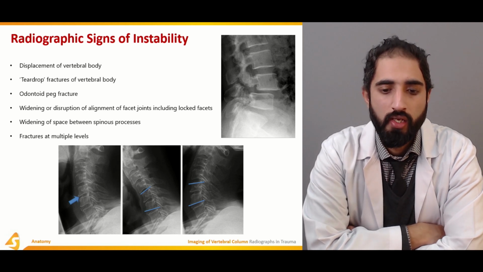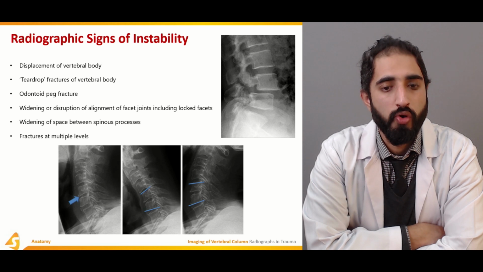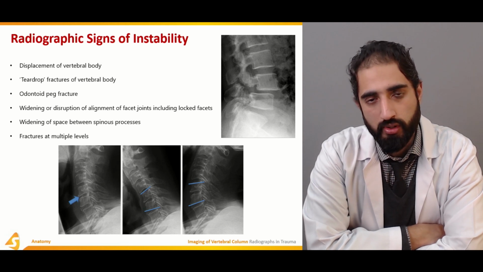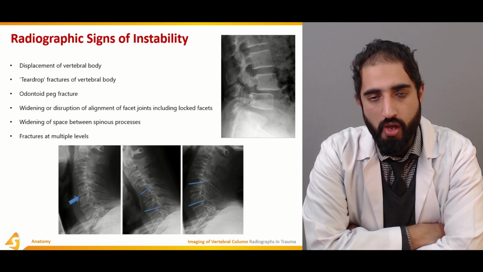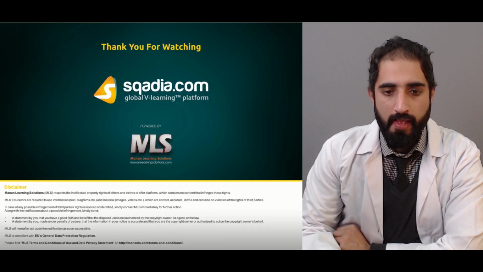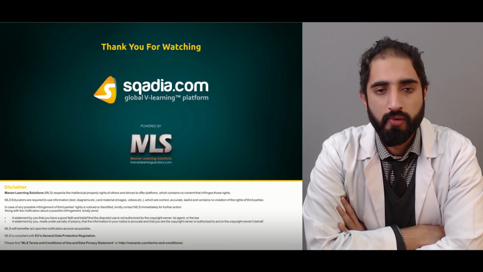So these are the different radiographic signs of instability, which we should be looking for in a radiograph or an imaging scan. And that was all about this part of the lecture.